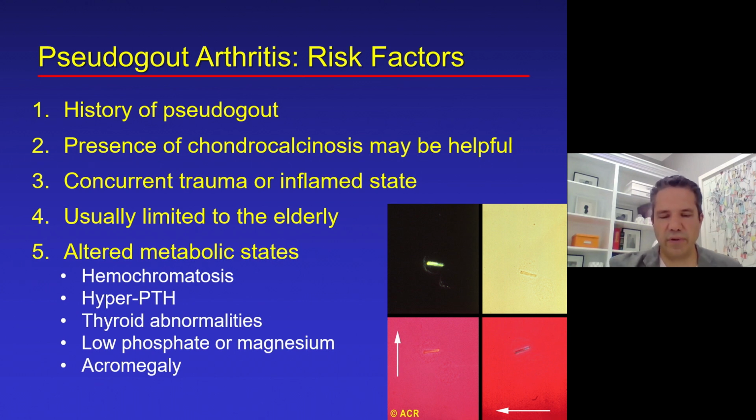Don't forget about pseudogout. I won't spend too much time on it, except to say it's very similar to gout in its presentation. It's due to chondrocalcinosis and calcium crystals, with these being the risk factors and metabolic states in which you can sometimes see it. But usually it's something that is age-related more than anything else.